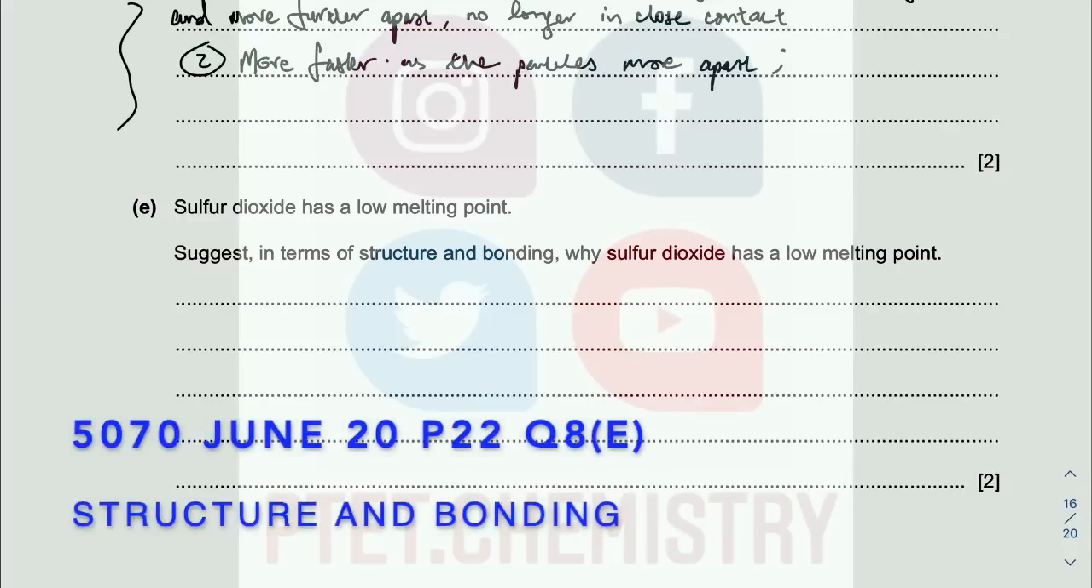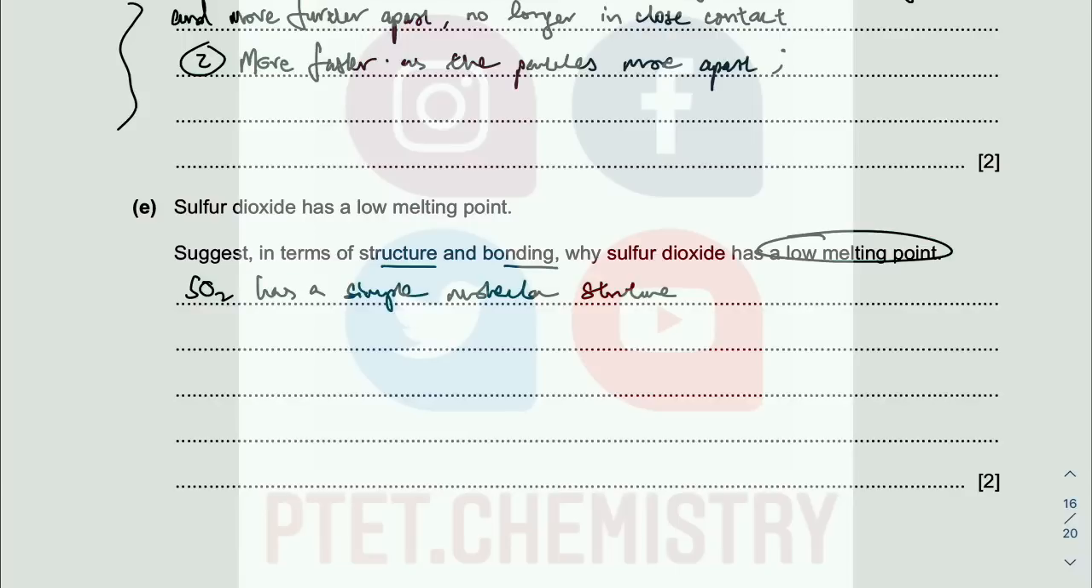Next bit, the one on structure and bonding. So why does sulfur dioxide have a low melting point? So SO2 has a simple molecular structure. So this is how you tackle this kind of question involving structure and bonding, involving volatility, involving melting point or boiling point. Simple molecular structure.